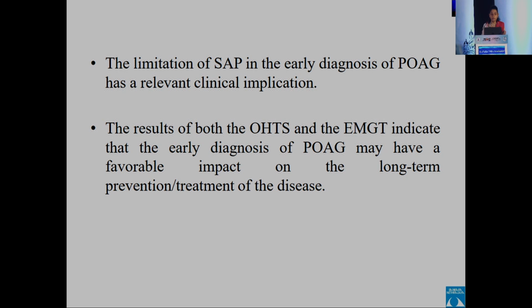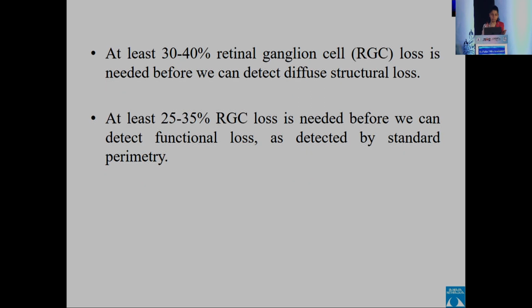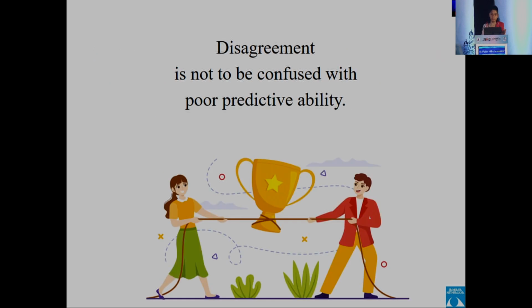The limitation of automated perimetry in the early diagnosis of POAG has definitely a clinical significance because both results of OHTS and EMGT indicated that early diagnosis has a good prognosis. But in case of SAP, it is not the case. At least 25 to 35% RGC loss is needed before we can detect functional loss in the standard perimetry.